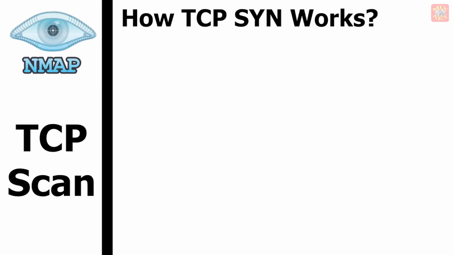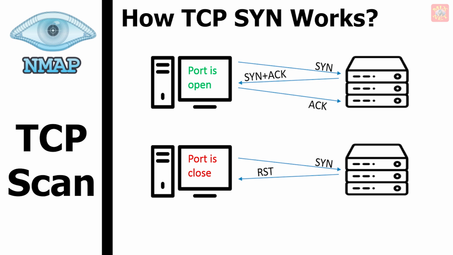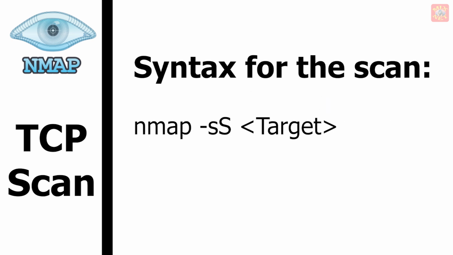If the target port responds with SYN ACK, it means that there is an open TCP port available. If the response is an RST, the port is closed. If no response is received, Nmap will label it as a filtered port. The syntax for the scan is like this.